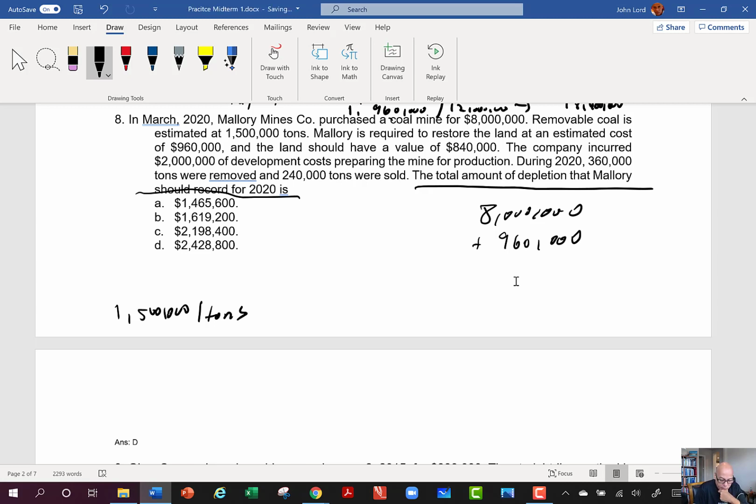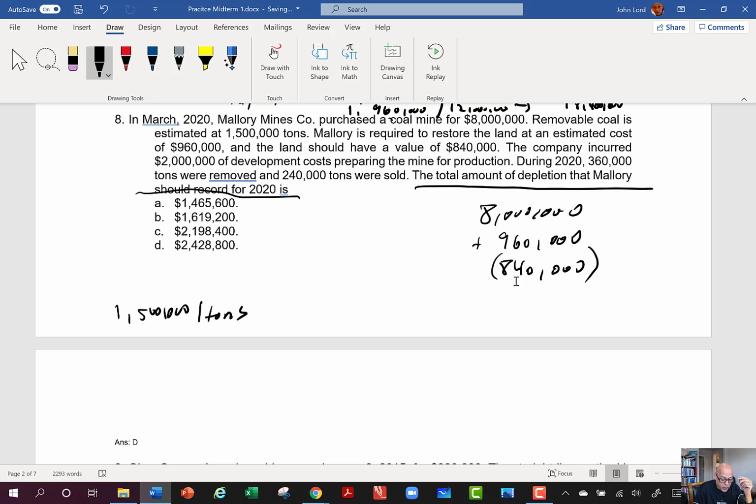Okay, so $960,000 is what they're going to have to pay to restore the land, and the land should have a value of $840. That's the only thing that makes me mad. It's not like they take the land from you after you restore it. It's still your land, and then you could sell it off. So there's really a net cost associated with cleaning it up. Stop. Okay, I'm talking to myself.